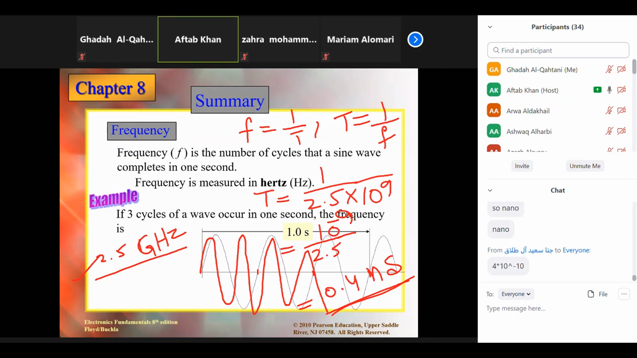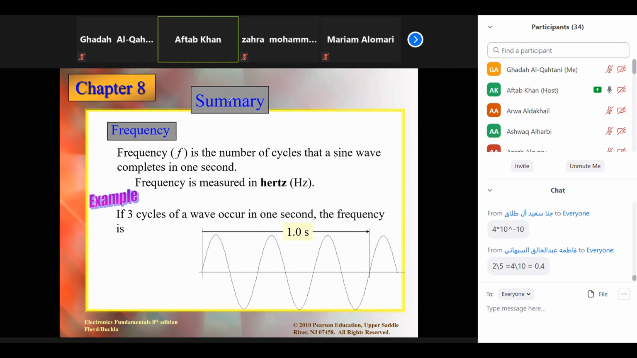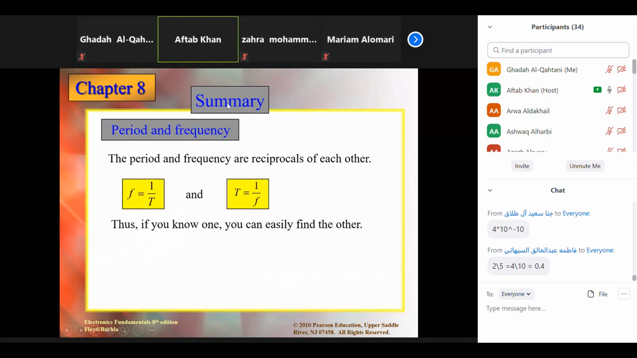It means that one cycle is so short. It is now completing in 0.4 nanosecond. Can you imagine the nanosecond? It's only 0.4 nanosecond. So it means it is so close. One cycle so close, very dense. High frequency means the waveforms will be very close to each other. All right, just for your information, frequency and time period are closely related to each other.